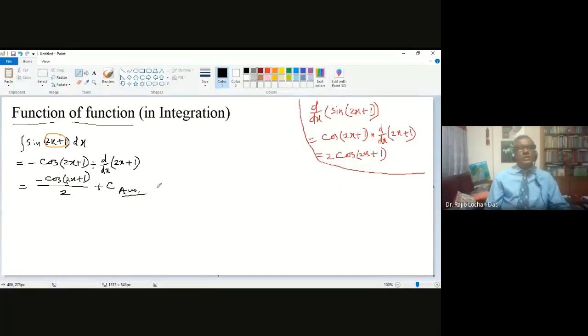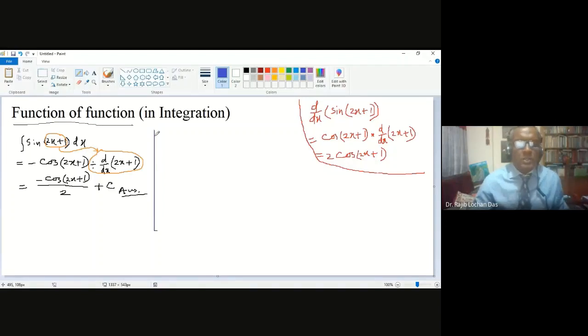So this is the function of function concept in integration. In this part we are doing extra work, as we are taking something as x when it was not exactly x. For that part we do differentiation and then division. Let me show you another example. It will become clear gradually.